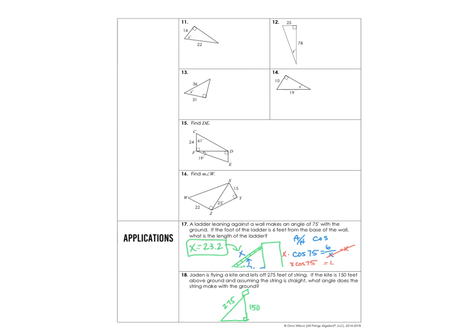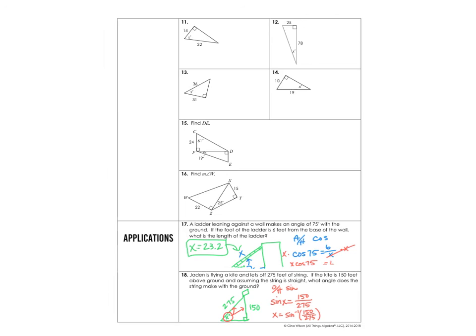What angle does the string make with the ground? So it's looking for the string and the ground angle, which is there. So this is like our new problems that we just learned today. We are trying to find this angle, and we're given the opposite and the hypotenuse. So opposite and hypotenuse is sine. So sine of x equals the opposite, which is 150, over the hypotenuse, which is 275. Now remember, when you're looking for the angle, you're going to use the inverse sine function of 150 over 275.